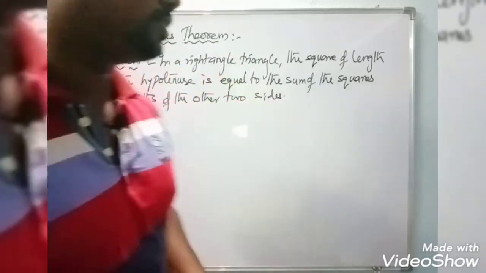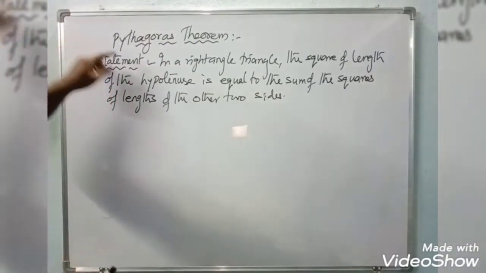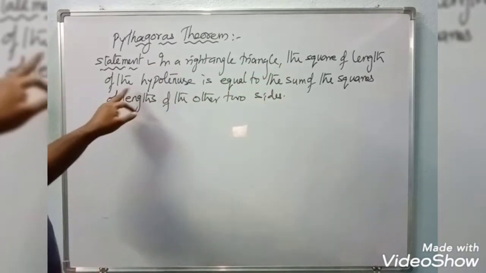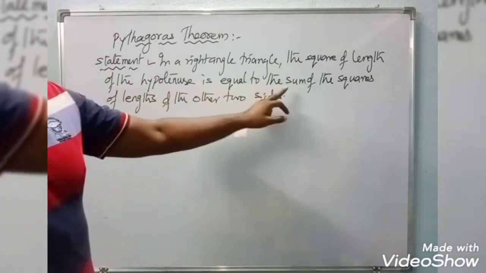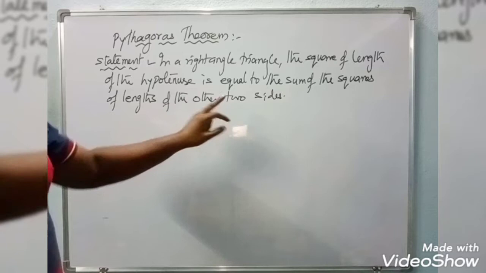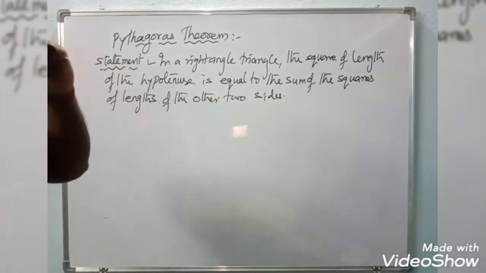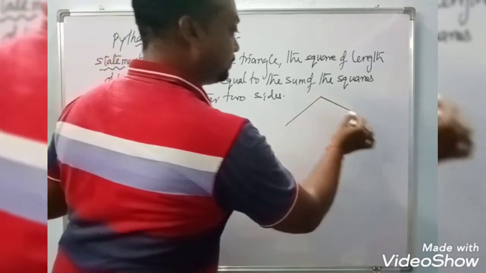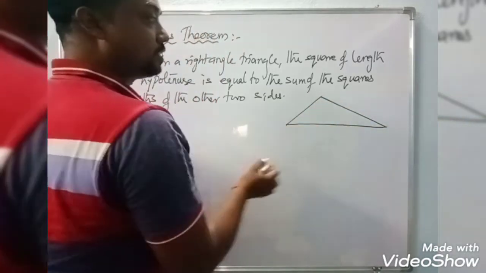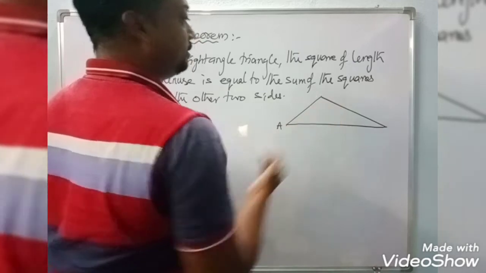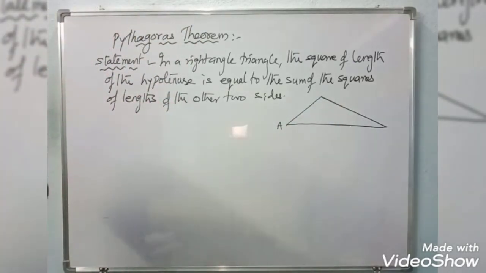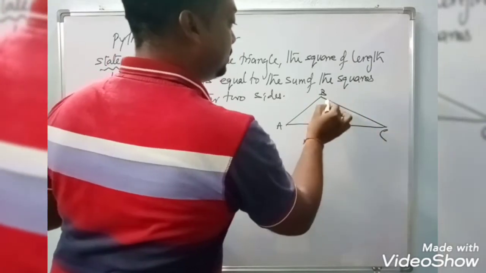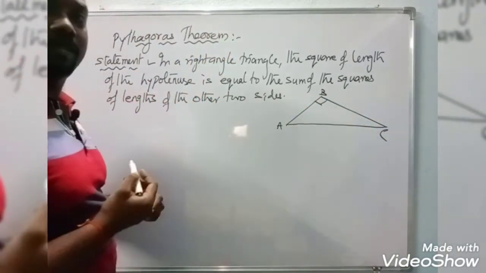So what does the statement say here? The Pythagoras theorem states that in a right angle triangle, the square of the length of the hypotenuse is equal to the sum of the squares of the lengths of the other two sides. Now based on this statement, if I draw the diagram, suppose this is a right angle triangle. If I name this as A, B and C, this is right angle triangle ABC.